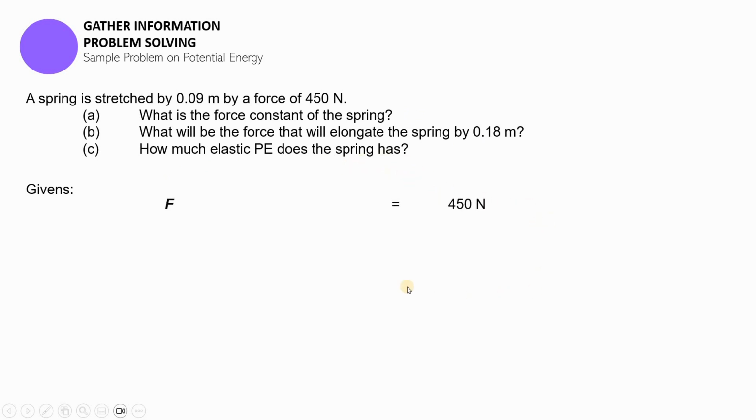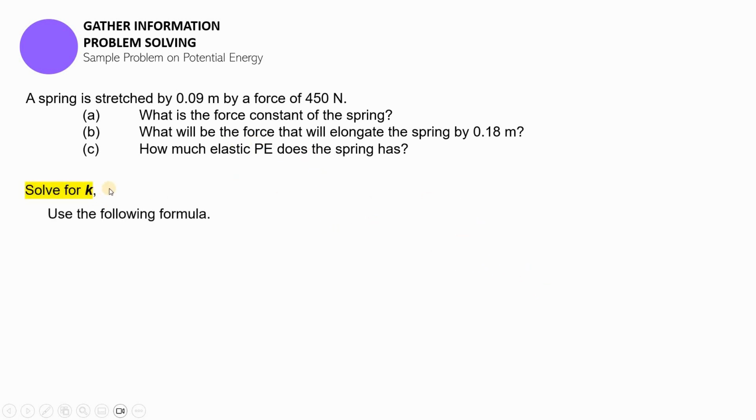Now, the givens are the following. The force that was applied was 450 newtons and it was capable of stretching it by X sub 1, 0.09 meters. And then there is a second question here, so X sub 2 will be 0.18 meters. K is unknown. The second force in letter B is also unknown. And the elastic potential energy is also unknown. So we're going to be solving for 3 different factors. And we start with, of course, the first one, the force constant.